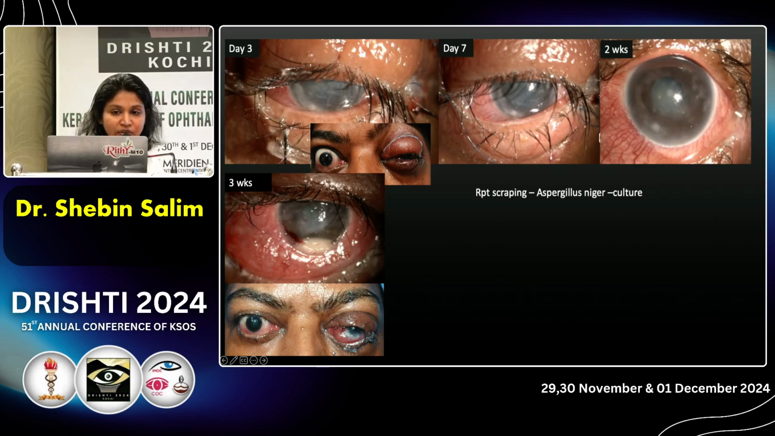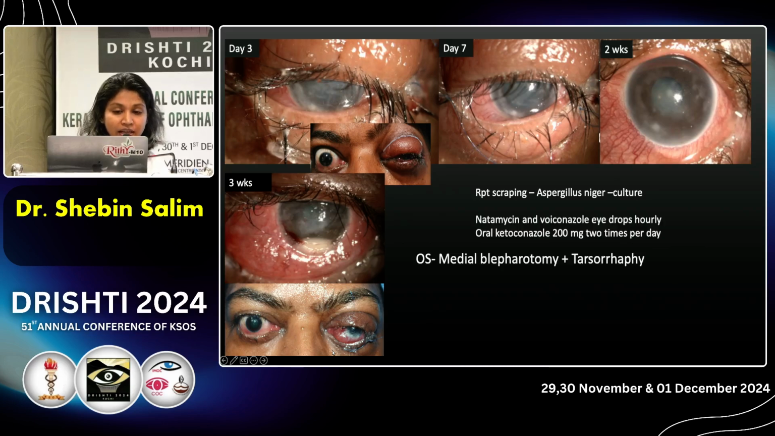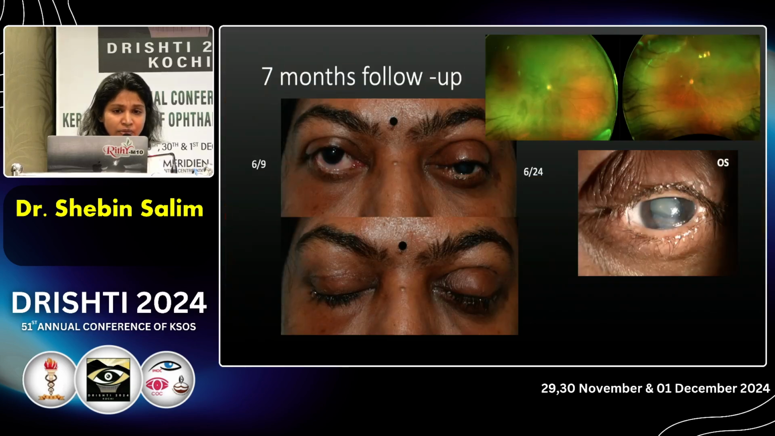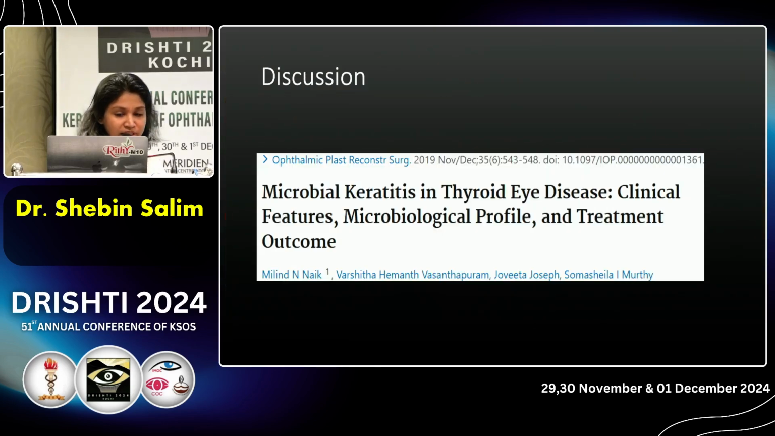So repeat scraping was done, which showed aspergillus, started on antifungals. The medial blepharotomy and tarsorrhaphy was repeated. Also underwent blepharotomy and lateral tarsorrhaphy in the right eye also because of exposure. Following which, once the ulcer healed, she underwent orbital decompression and radiation. At 7 months, visual acuity in the left eye improved to 6/24.